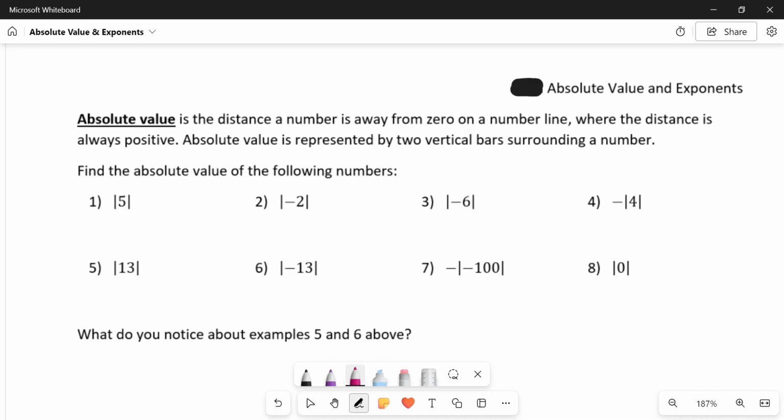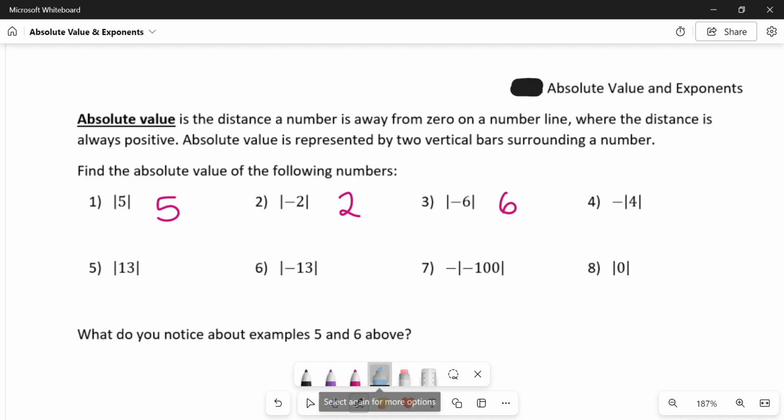So number 1, the absolute value of 5, is really asking how far away from 0 is 5 on a number line. Well, 5 is 5 spaces away, so the absolute value is 5. Number 2, what is the absolute value of negative 2? Well, negative 2 is 2 spaces to the left on a number line, but it's still 2 spaces, so it's a positive 2. Distance is always positive, so absolute value is always positive. Number 3, the absolute value of negative 6 is just 6.